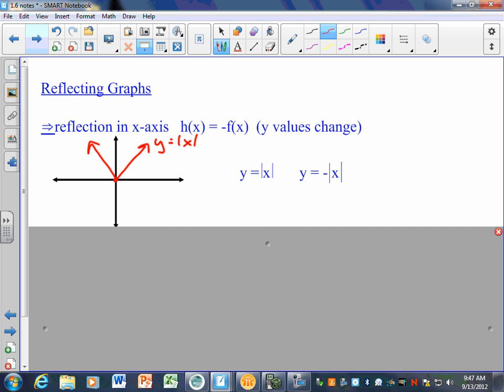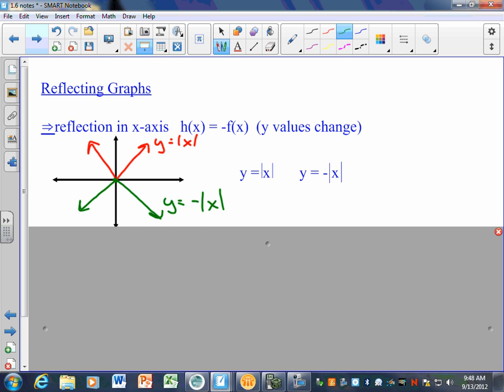Because absolute value is always positive. But if you throw a negative sign outside of that function, no matter what you plug in, it's always positive, but then you're going to multiply by a negative. So if you graph this one, if you plug in 1, you're going to get negative 1. If you plug in 2, you're going to get negative 2, because all the y values are going to change. And so again, an XY chart works if you want to make one, but if you can remember this, it definitely makes things a lot easier.